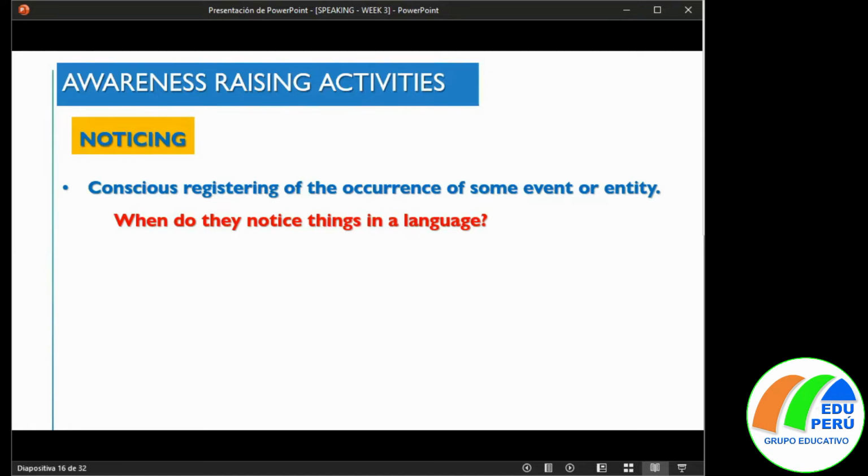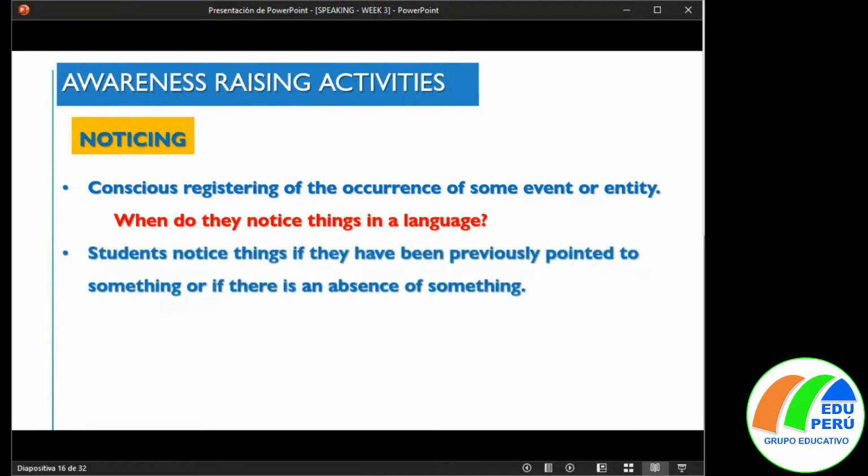Notice, again, first, we need to make our students alert, curious. Now, they are going to notice something in the language. But what and when are they going to notice things in a language? Let me give you some of them. I know you know it. Maybe you don't know these terms, because these terms are related to the analysis of teaching, but I know that you know this topic because we use them a lot when we teach.